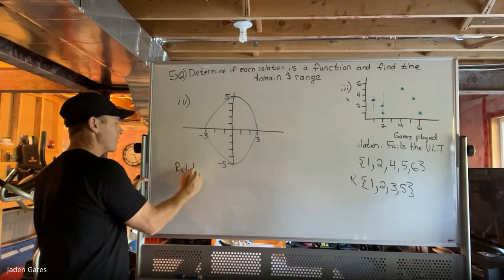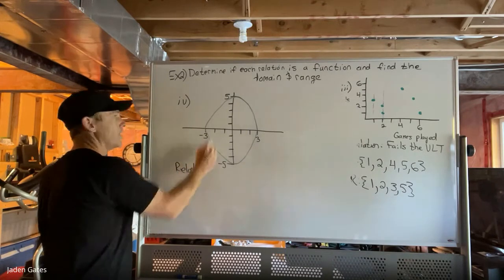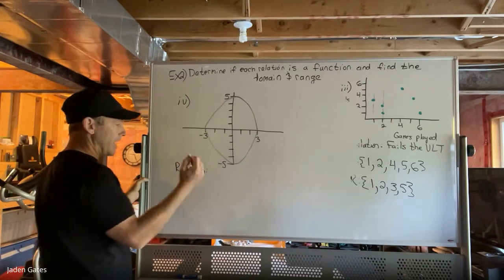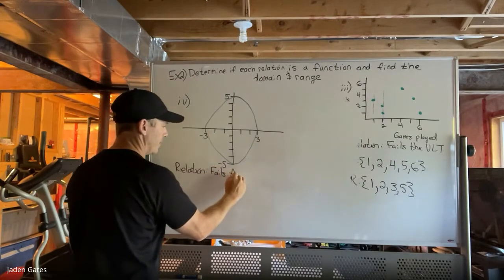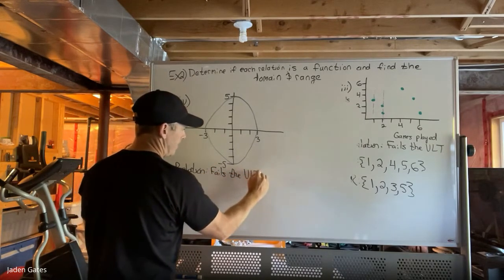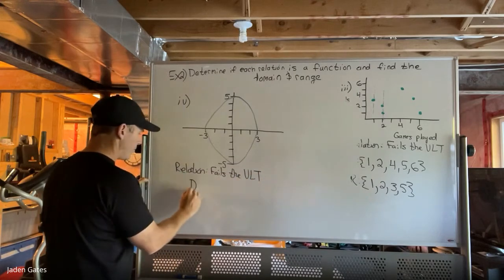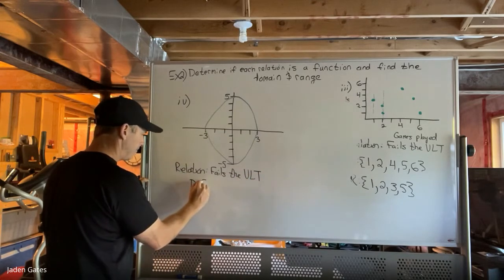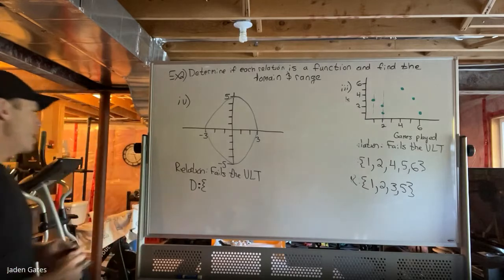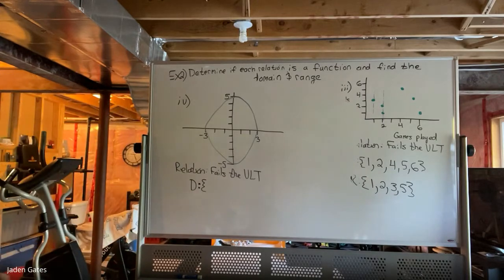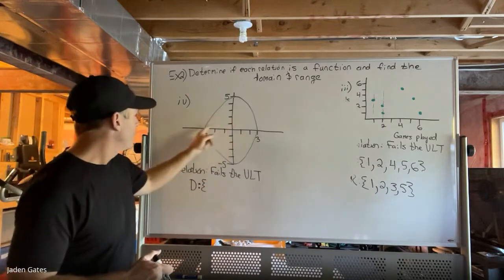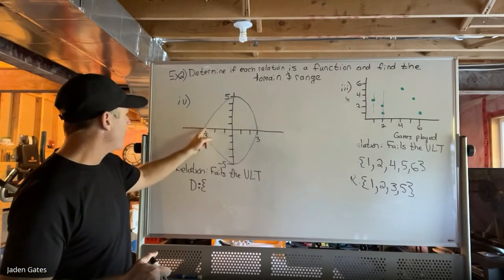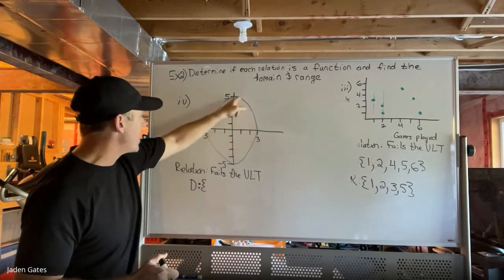And in fact, it doesn't matter where you draw a vertical line on this one. You're going to hit this graph twice anywhere. Not just one spot, anywhere. So it fails the VLT. Now, this is where we get to the domain. We're looking at the possible x values, right? Left to right. Well, every spot from -3 to 3, there's an x value.